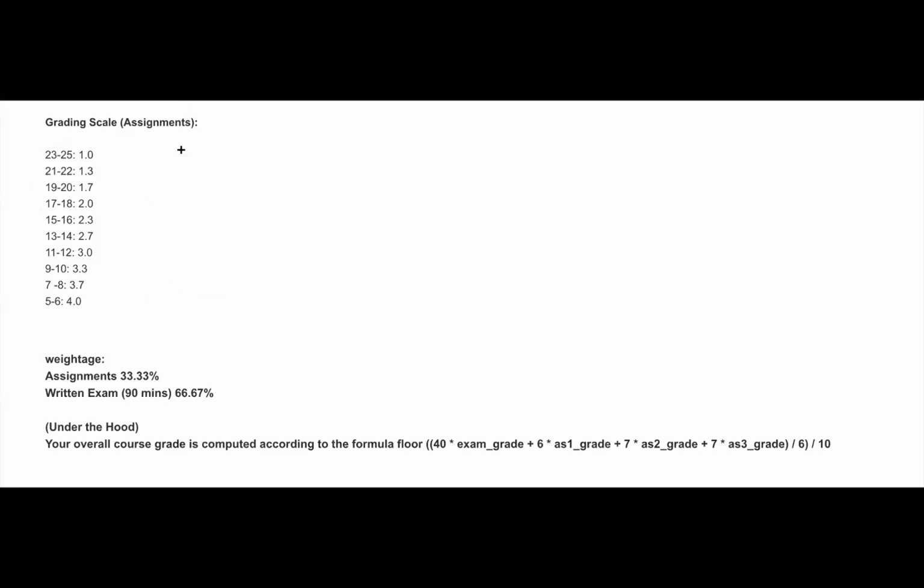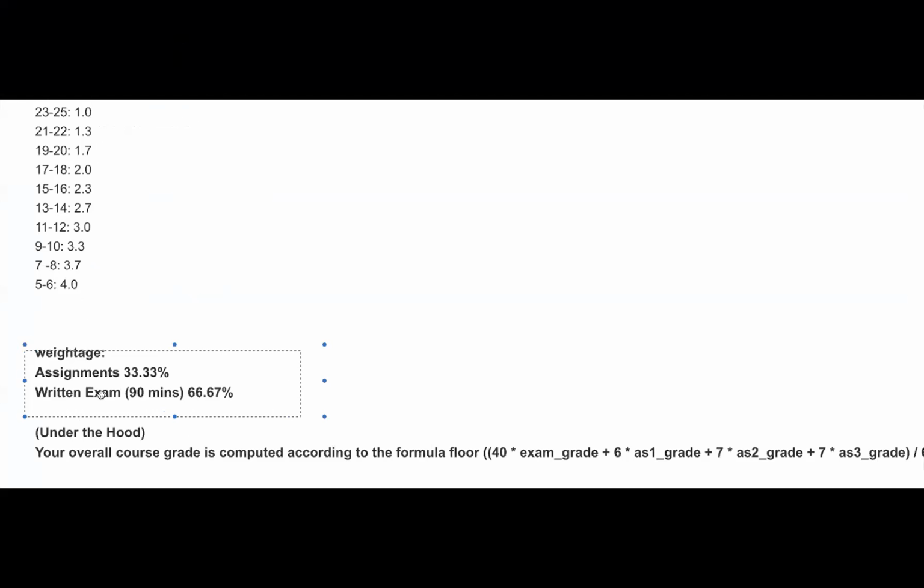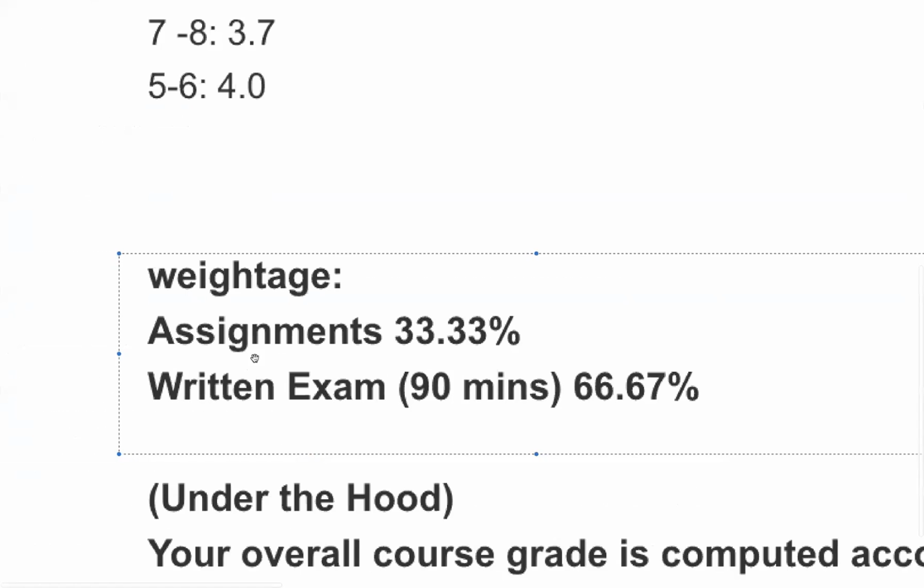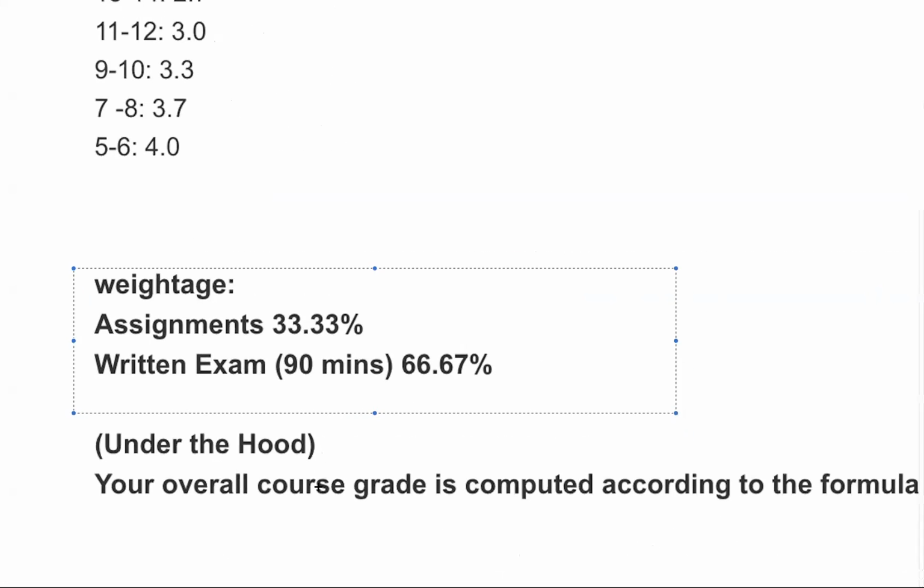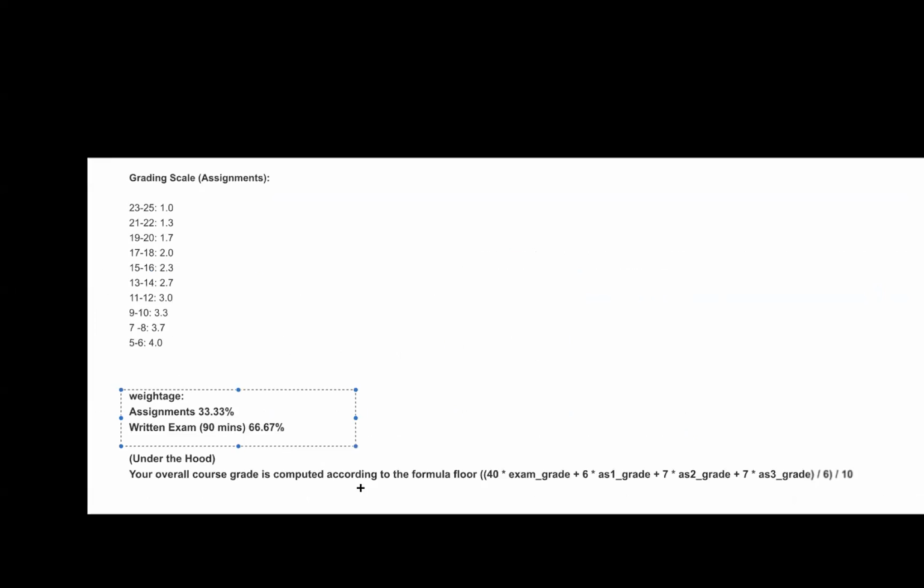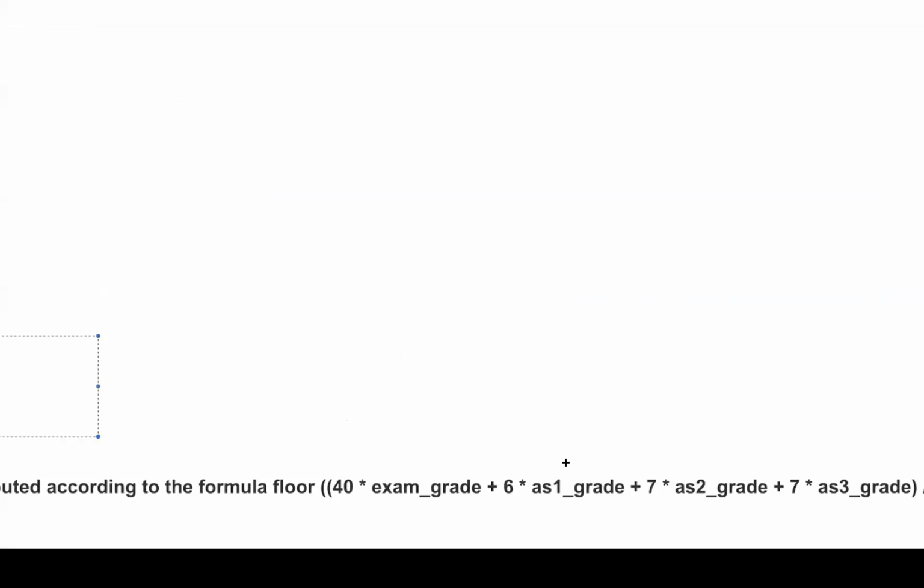Great. So now coming to the weightages. I think we already announced it in the lecture. This would be the weightage: assignments 33.33% and the written exam, which would be approximately 90 minutes, 66.67%. Okay. And what would be the under-the-hood calculation for the grade? I'm going to show you that.